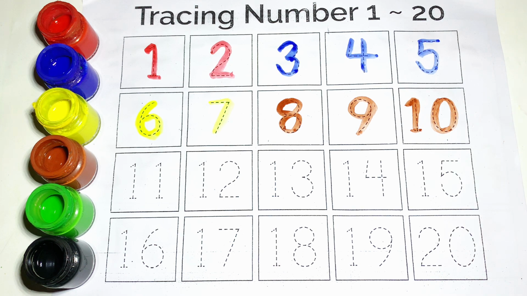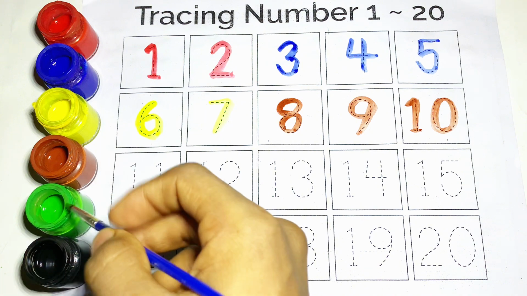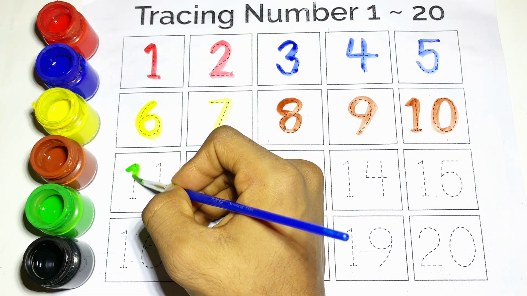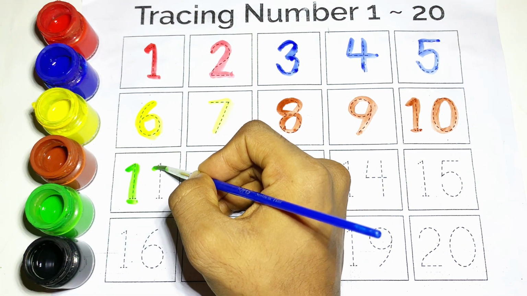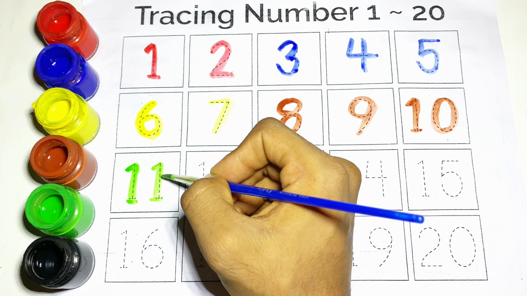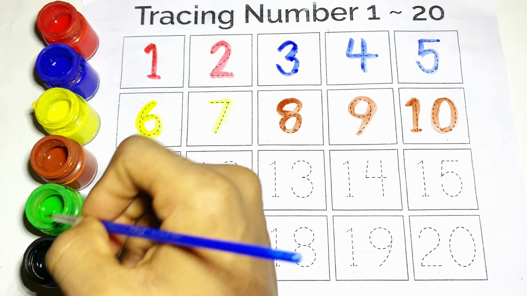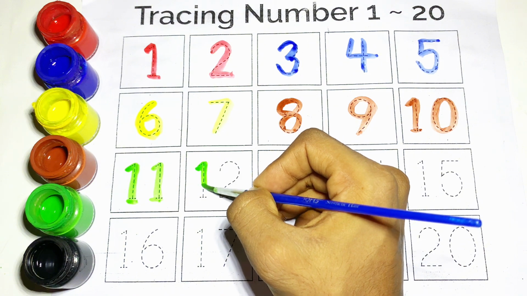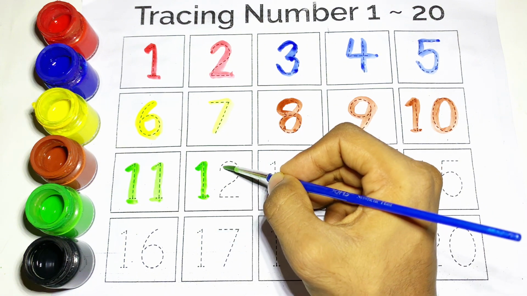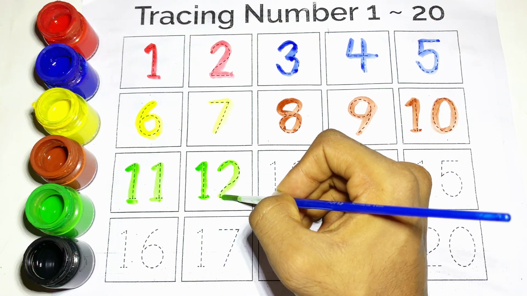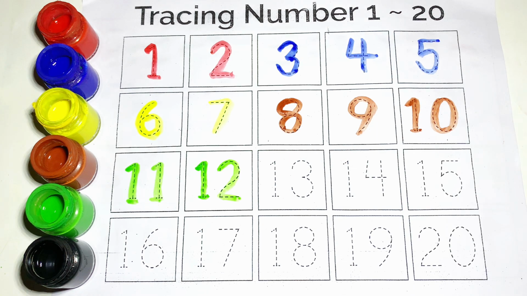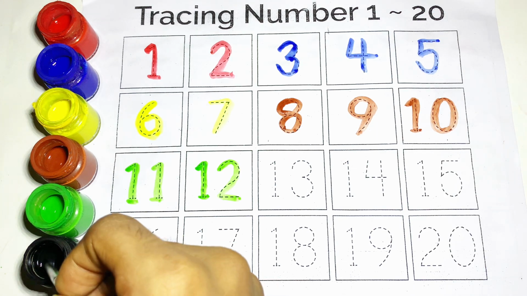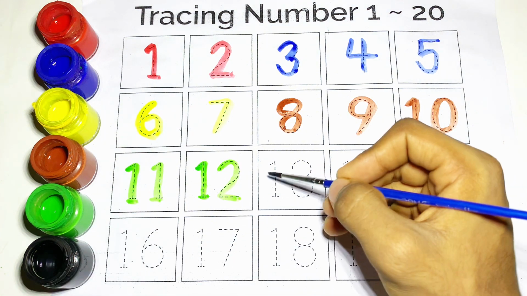Kids, now 11, the numbers of 11, and use green color. Kids, now 12, the numbers of 12, and again use green color. Kids, now 13, the numbers of 13, and use black color.